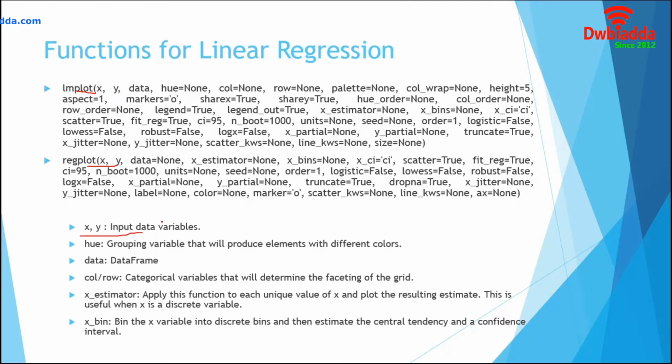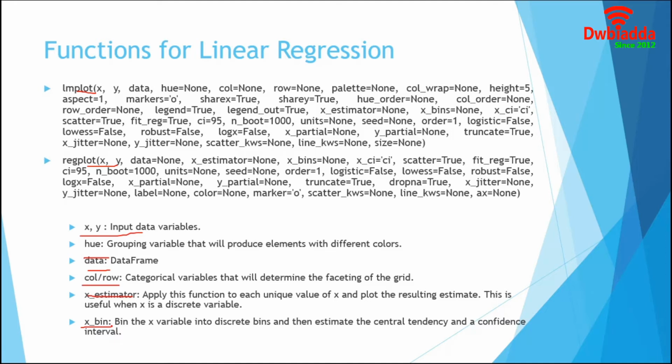The x and y parameters are input data variables. We can add a third variable in the hue parameter, and it will produce grouped elements with different colors. We have to assign our dataset to the data argument. The col and row parameters contain categorical variables that will determine the faceting of the grid. We may use a specific function in x_estimator, and that will be applied to each unique value of x and plot the resulting estimate. Finally, x_bins will bin the x variable into discrete bins and then estimate the central tendency and a confidence interval.